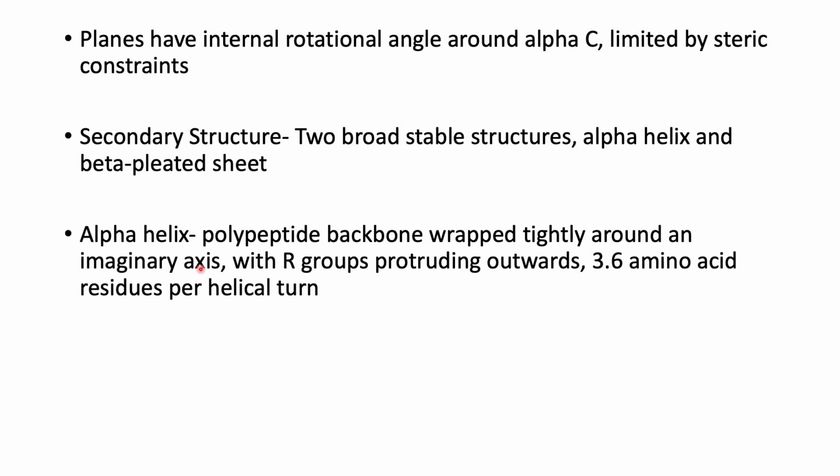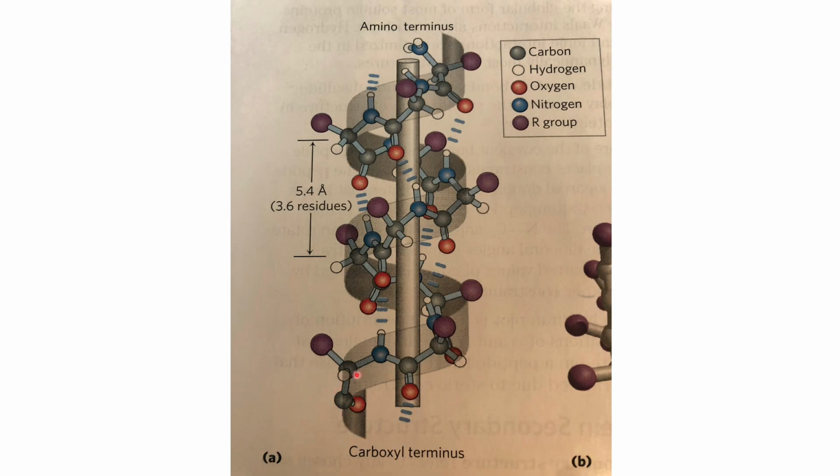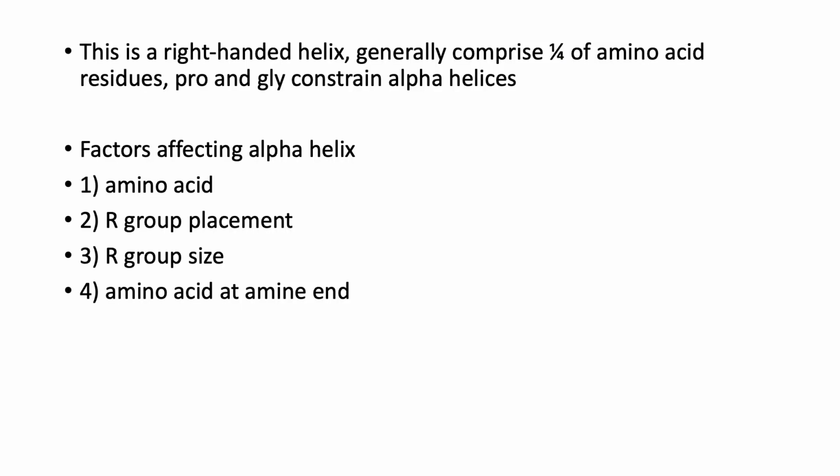The alpha helix is a polypeptide backbone wrapped tightly around an imaginary axis. The R groups protrude outwards, and there are 3.6 amino acid residues per helical turn. And this is what it looks like here. So you get a periodicity of 3.6 residues, which is about 5.4 angstroms, an angstrom being 10 to the negative 8th centimeters, with the carbon, hydrogen, oxygen, nitrogen, and the R group, which is out in the exterior. So this is a regular helix. It's not the slanted double helix that you see in nucleic acid. We'll be saying more about that.